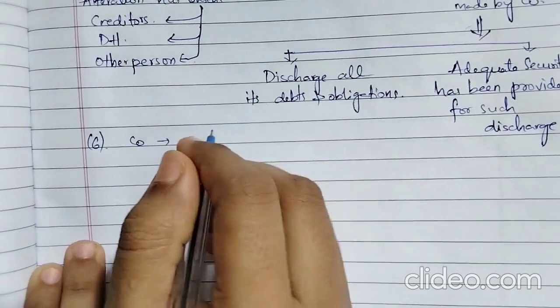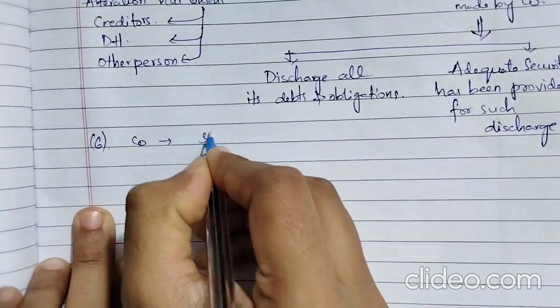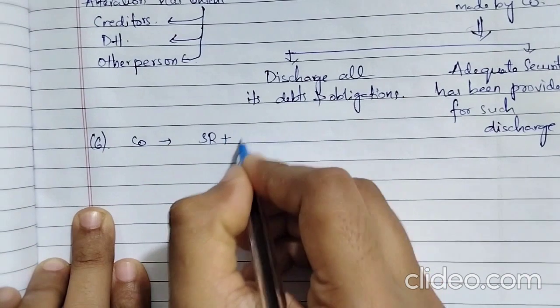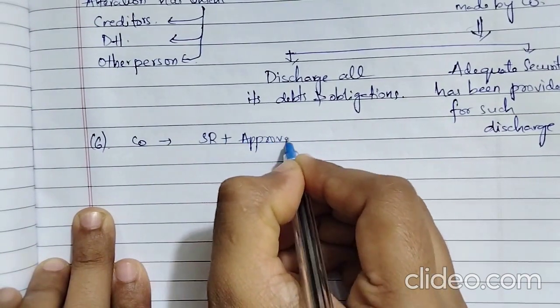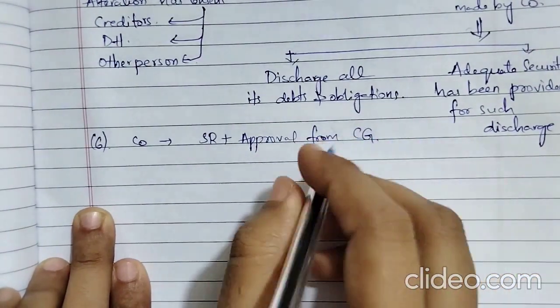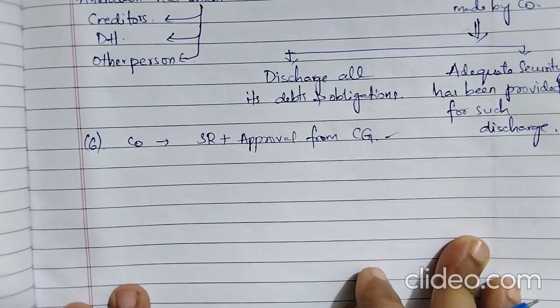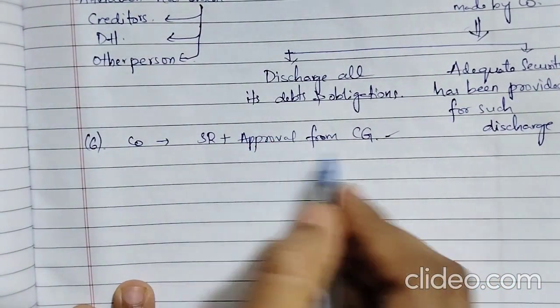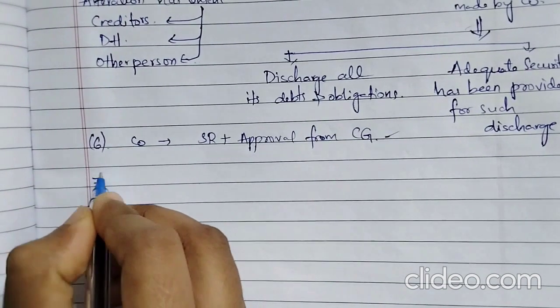Company with special resolution and approval from central government, they can go for registered office change and also name change.